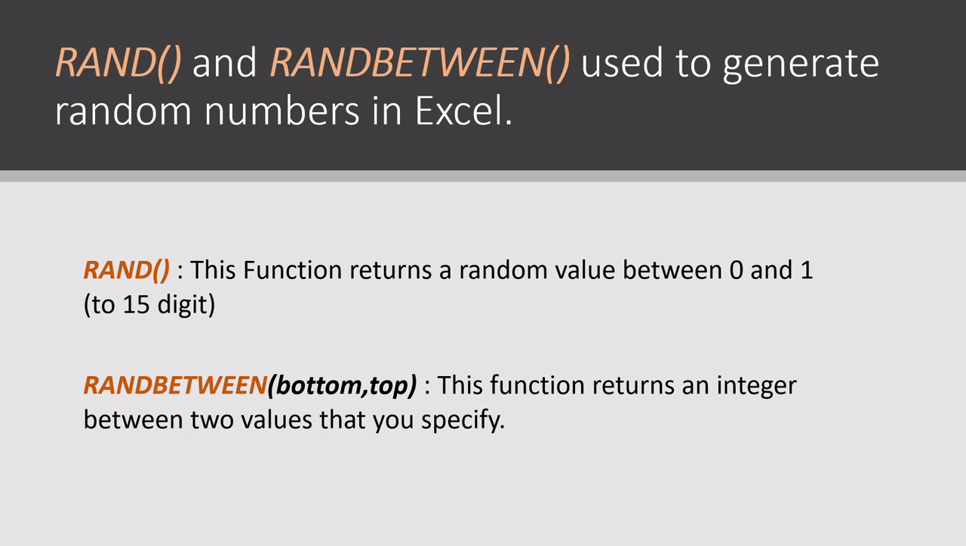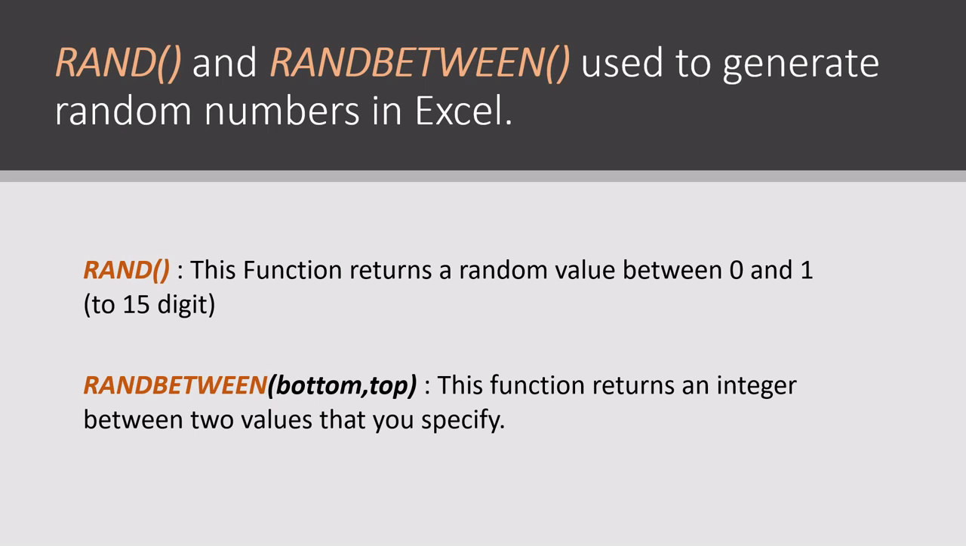So like the TODAY and NOW functions, you are writing it in this way, there's actually no component to the formula besides the formula name itself. And what the RAND function does is it returns a random number between 0 and 1, totaling around 15 digits.